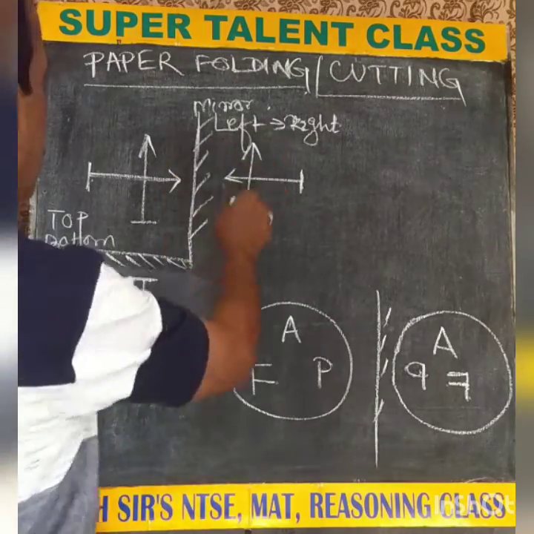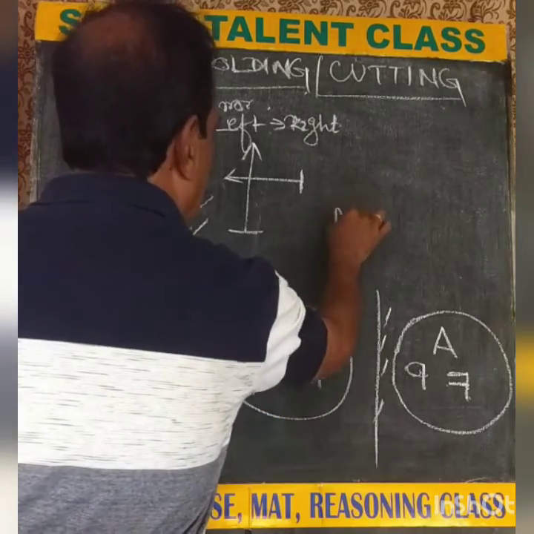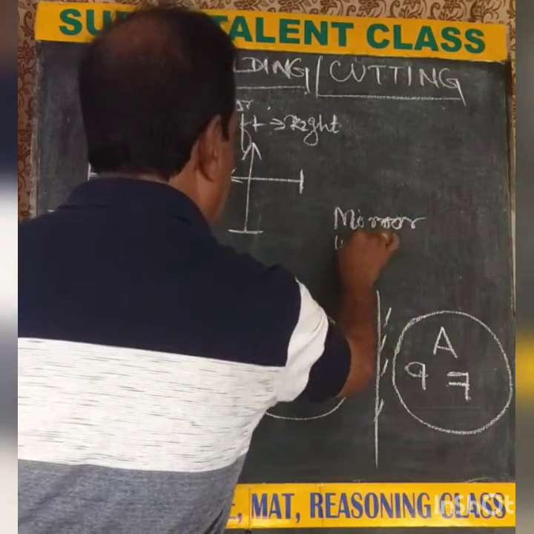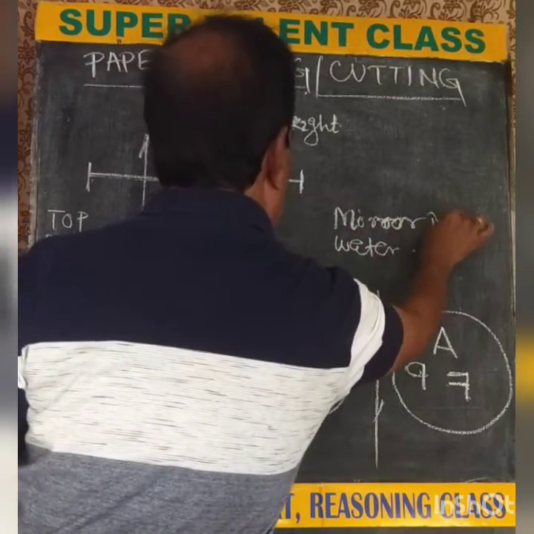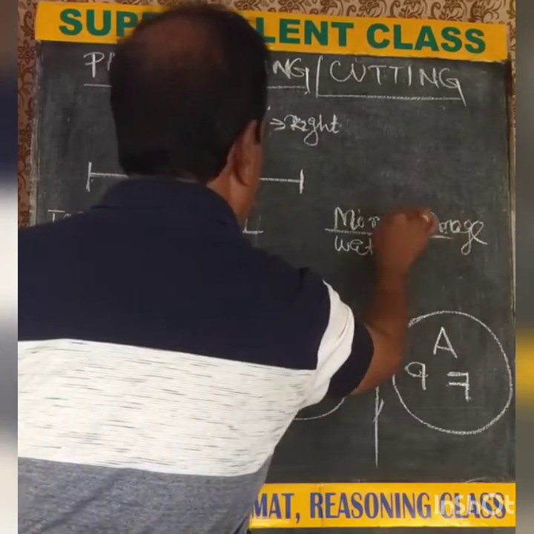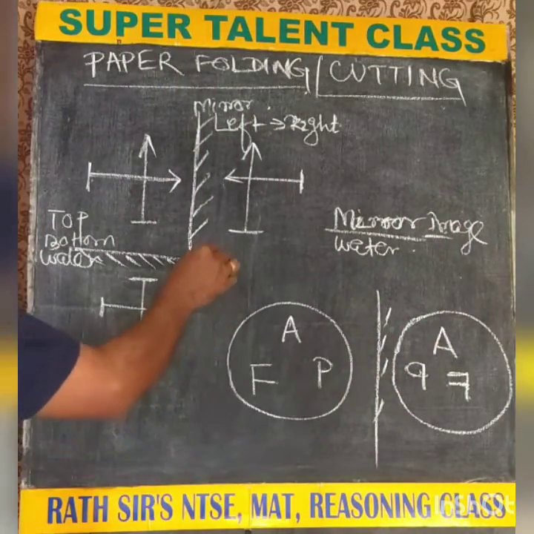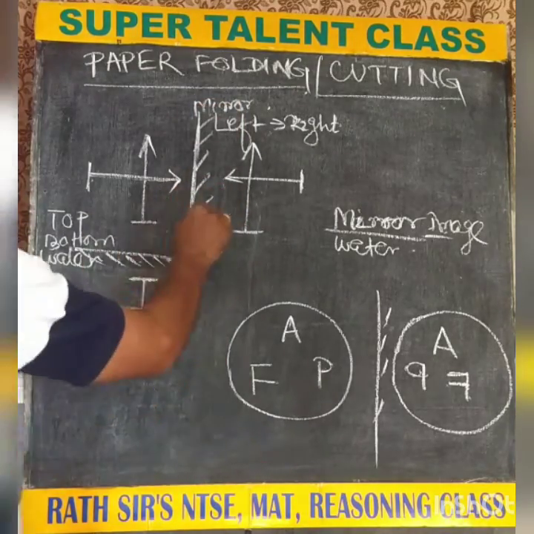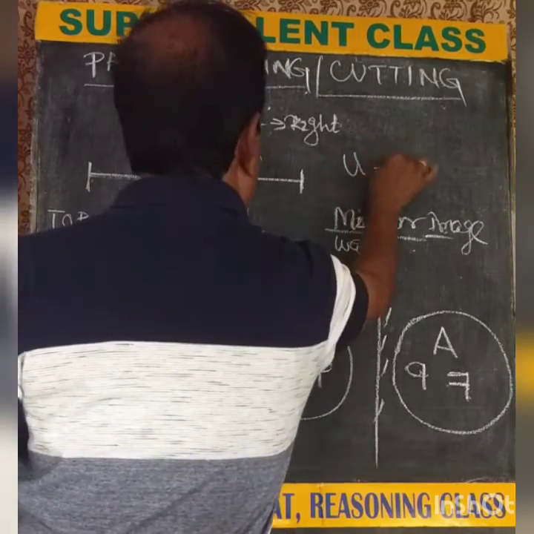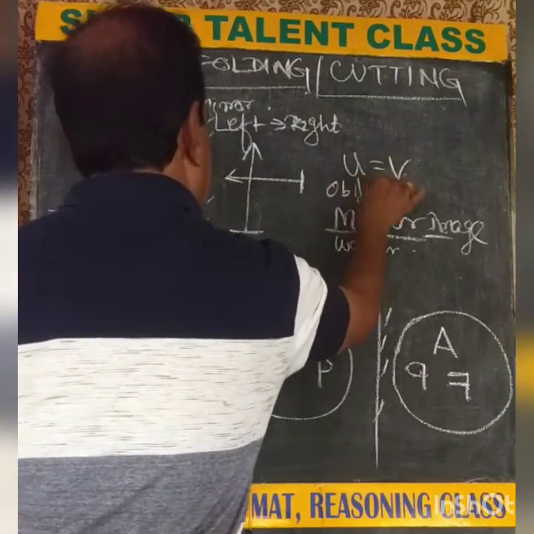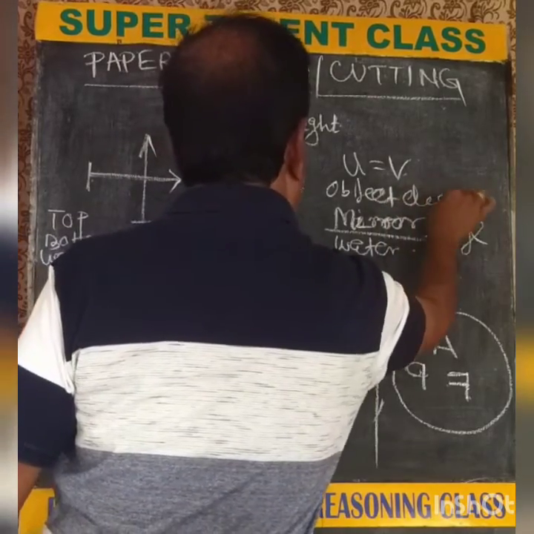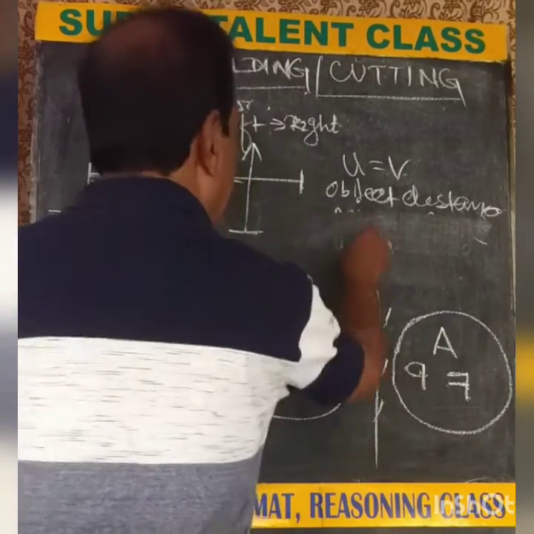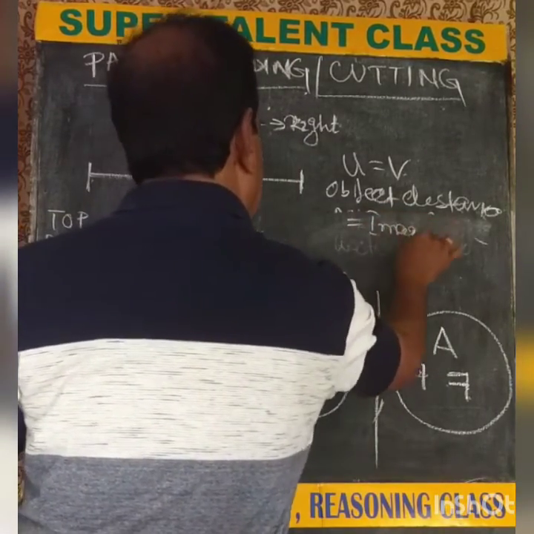Now see, before going for paper folding and cutting, you should understand mirror image and water image. Mirror image already finished. So what is the basic principle of the mirror image? You see, this side is mirror image and this side is water image. In mirror image, you see that u is equal to v. You know it. That is object distance equal to image distance. That is the basic principle.